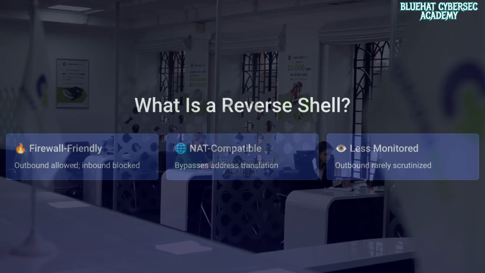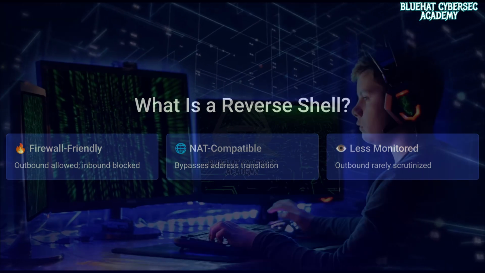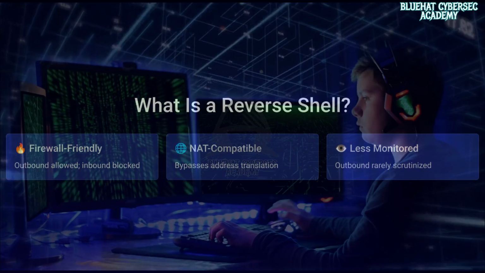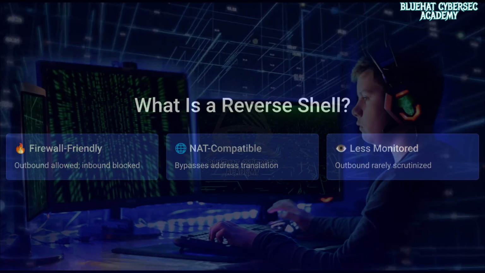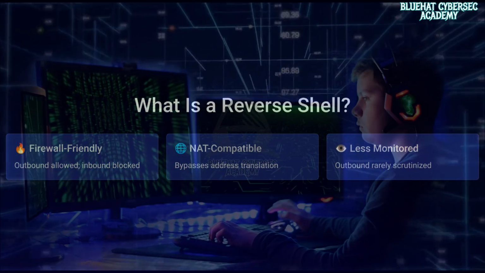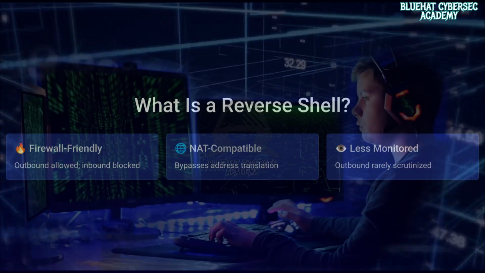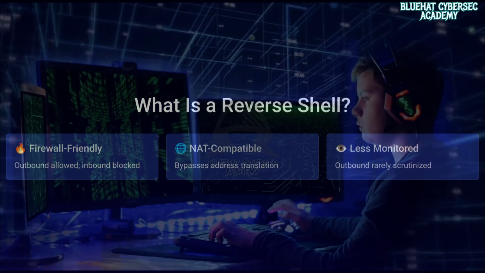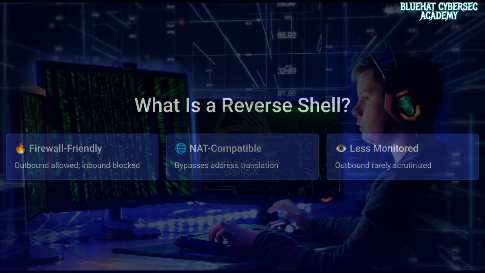Now let's go deeper into what a reverse shell actually is. A reverse shell is a remote access technique where the compromised system connects back to the attacker's machine and then provides command execution access. Instead of the attacker reaching into the victim system directly, the victim essentially calls back to the attacker. And this simple shift is powerful for a few key reasons.